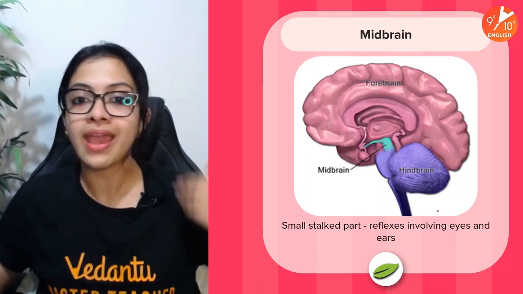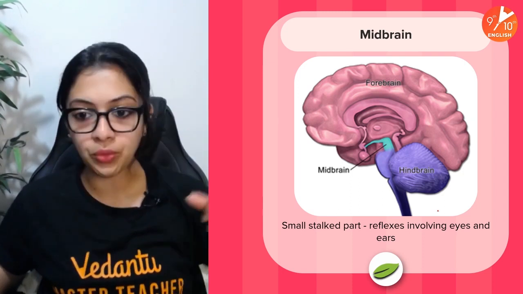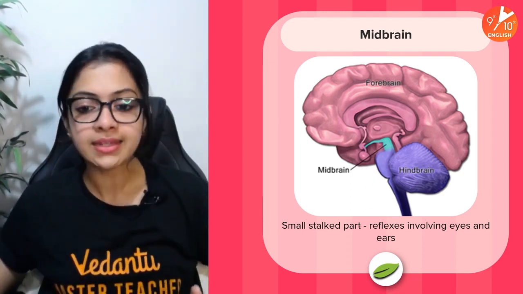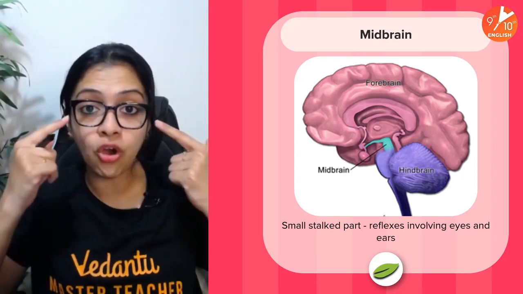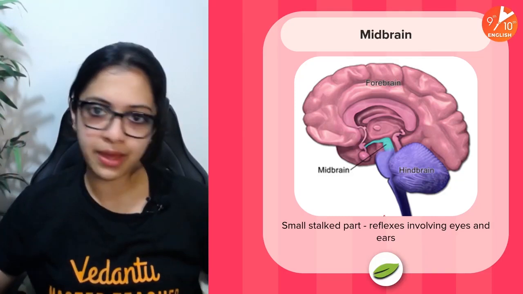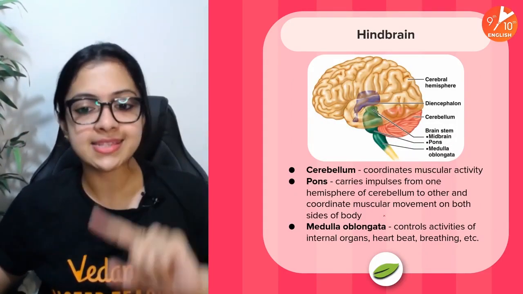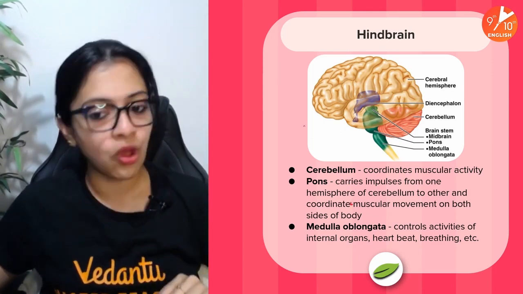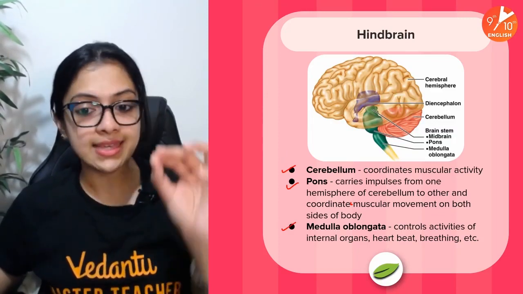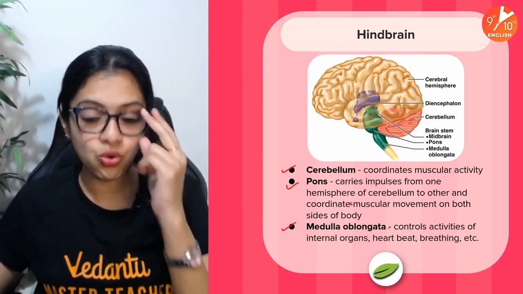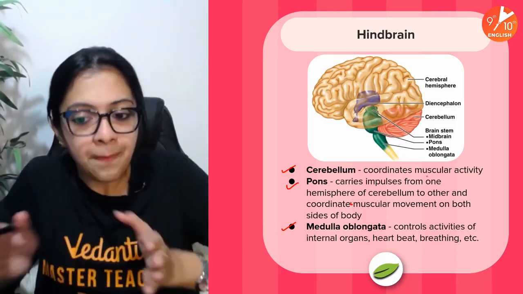And apart from this, we have the midbrain, which is literally the middle area of your brain when you go from front to back. Okay, it's a very, very small part. It's a small stalked part, as we can say, and it mainly controls reflexes involving your eyes and ears. It doesn't do anything apart from this. All right, and then comes the hindbrain, which is at the back. Okay, the cerebellum, pons and the medulla oblongata form the hindbrain. These are the three major parts of it. I think cerebellum and medulla, we've already seen what they do, at least an overview of them. Cerebellum coordinates muscular activity, especially maintaining balance.